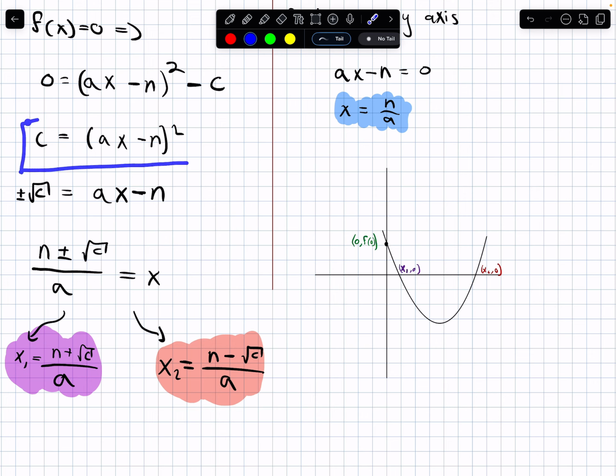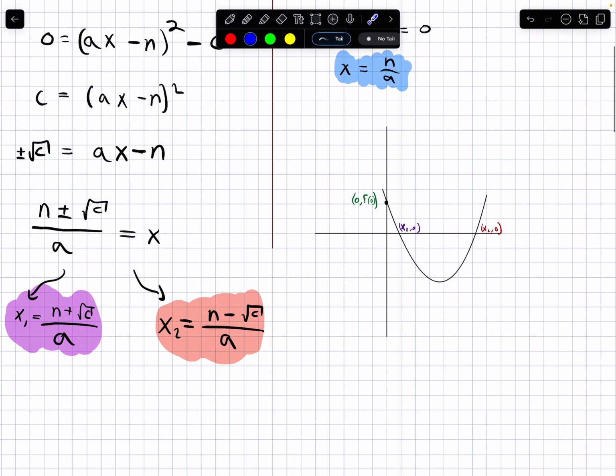Okay, so we isolate c, and we get this. Now we take the square root, and because we took the square root, now we have to add plus minus. Why would we add plus minus? Because either the square root of minus c or plus c will give us the same equation as this one. Okay, so now after we took the square root, we just move n around. So I just rewrote it as, first of all, n, because now n is positive, n plus minus square root of c, all divided by a.